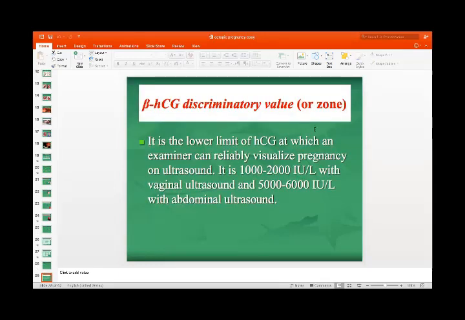Beta HCG has a discriminatory zone. It is the lower limit of HCG at which an examiner can reliably visualize pregnancy. On a transvaginal scan, we can visualize pregnancy at a level of 1000 to 2000 international units per liter. On a transabdominal scan, the beta HCG should be 5000 to 6000 international units. So this is the discriminatory zone at which we can visualize the pregnancy on ultrasound.